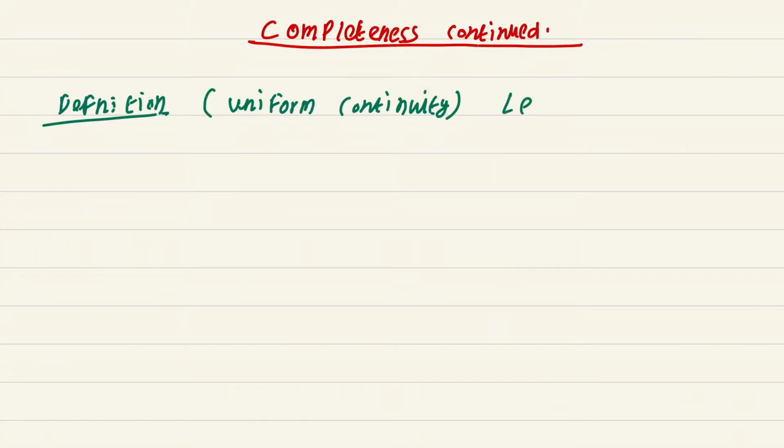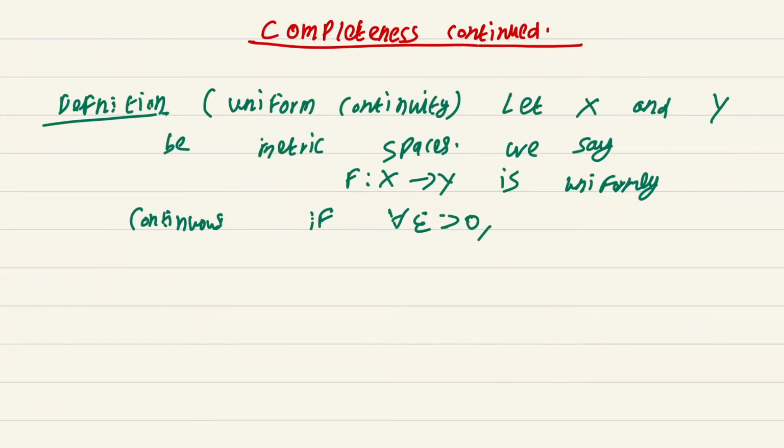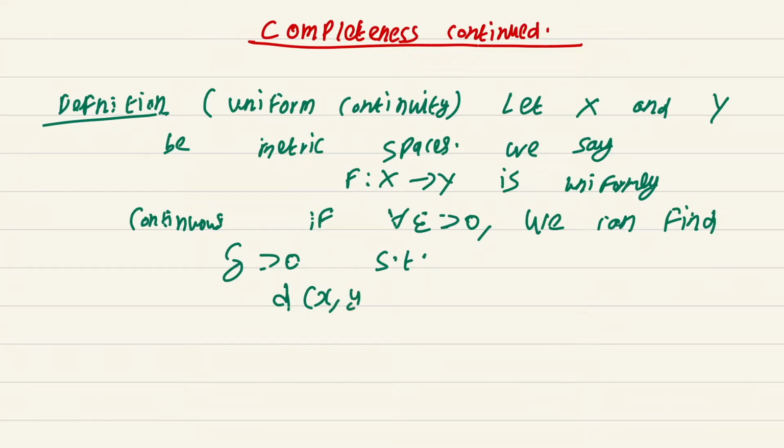So the definition is as follows: let X and Y be metric spaces. We say f from X to Y is uniformly continuous if for each epsilon greater than 0, we can find delta greater than 0 such that d(x, y) less than delta implies d(f(x), f(y)) is less than epsilon. If this definition looks vaguely familiar to you, well, that's because it's exactly what you would expect.